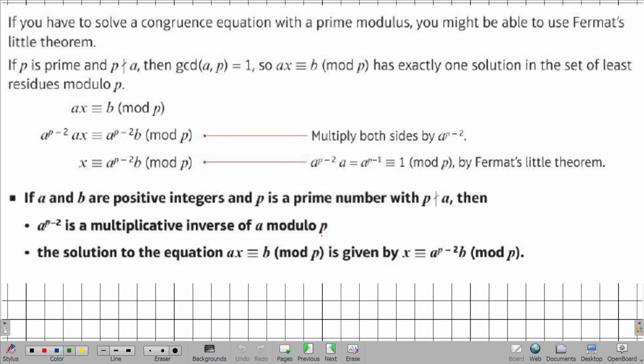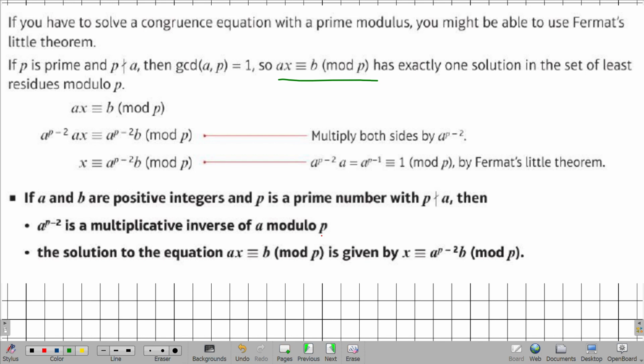You went on to solve this type of equation. It says again, if P is a prime number and P does not divide A, it goes on to tell you that the GCD between A and P is 1. So if we've got an equation of this form, it means there is exactly one solution in the set of the residues under modulo P. That's basically what it means. It has exactly one solution.